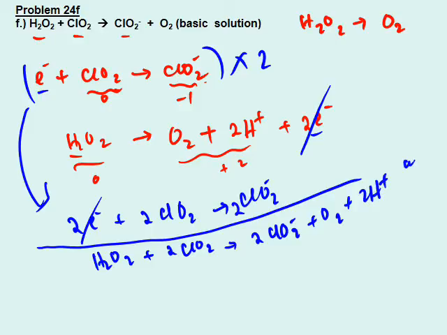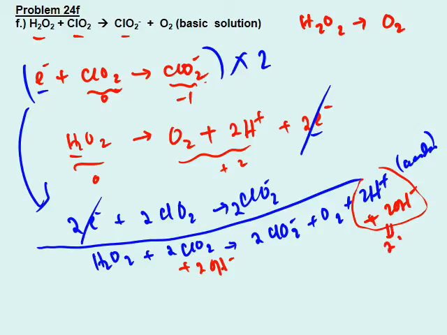That's acidic balancing. The question is about basic. So what you need to do, you need to add 2 OH minus on both sides. I hope I'm not leaving out anything. So that's 2H plus and 2 OH minus would give you 2H2O. So this would be 2H2O. I'm just saving some steps because I'm running out of space here.